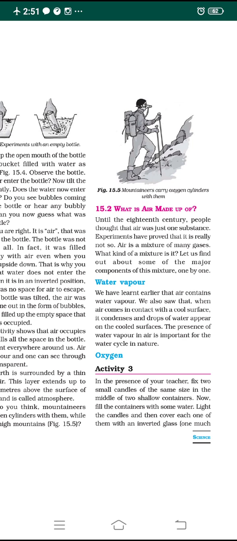Now light up the candles. You have to light the candles and then cover each one of them with an inverted glass. Make the candles light up, they start burning and giving light. Immediately cover the two lighted candles, each one with an inverted glass.